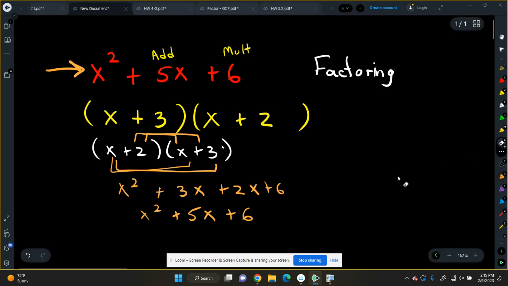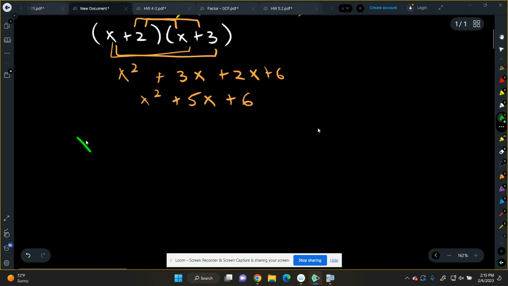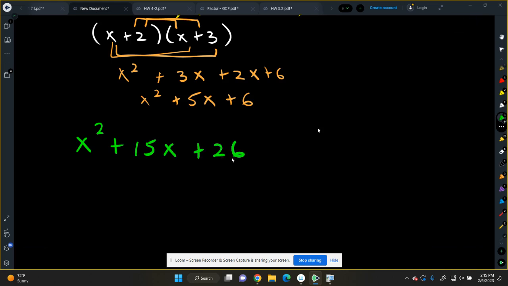Okay, let's look at another one. Let's do x squared plus 15x plus 26. X squared plus 15x plus 26.